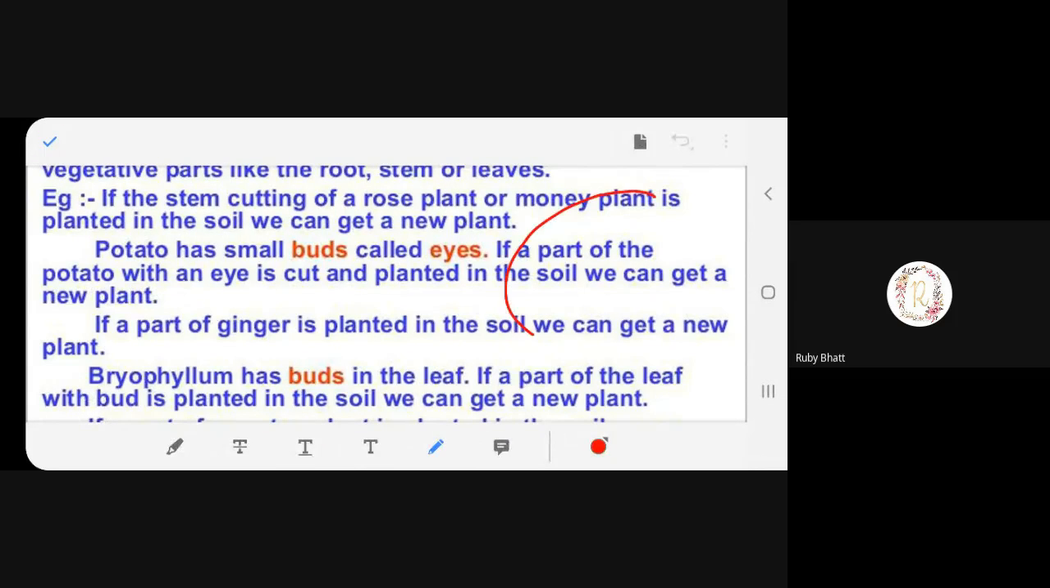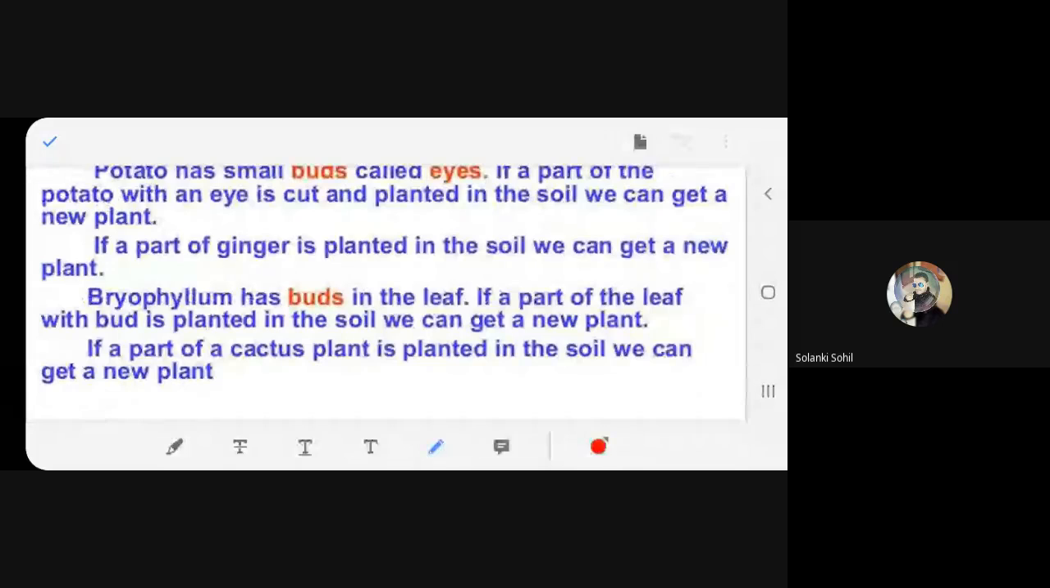Now this is a potato. You can see this sort of marking. Have you ever observed? These are called eyes. It looks like eyes, so it is called eyes. Now, if I cut this portion of the eye and put it in the soil, I will get a new potato plant. If I take a piece of ginger and put it in the soil, I will get a new ginger plant, right?